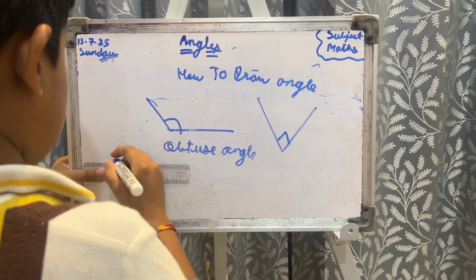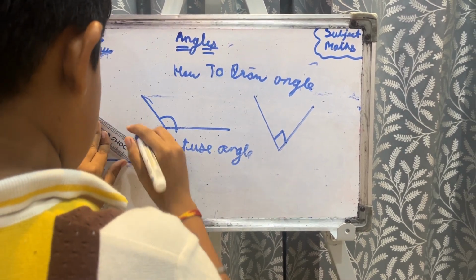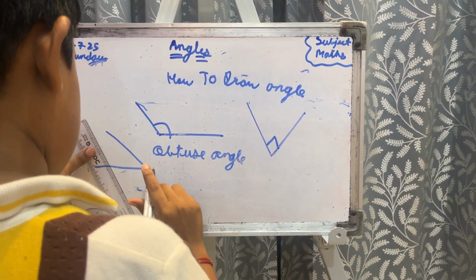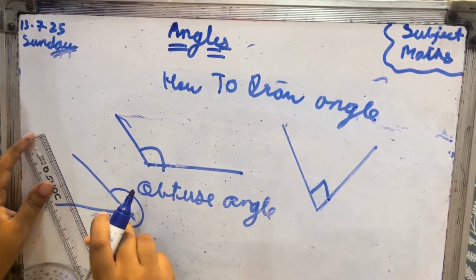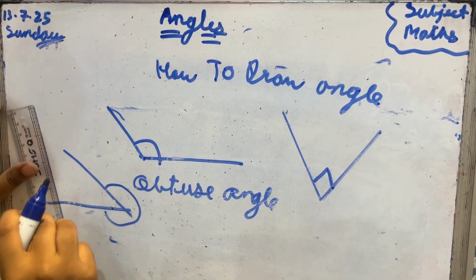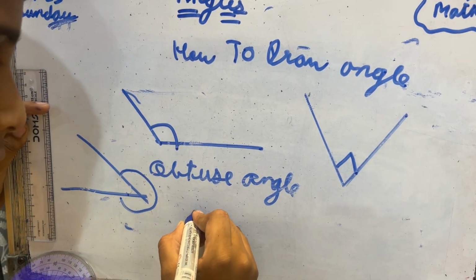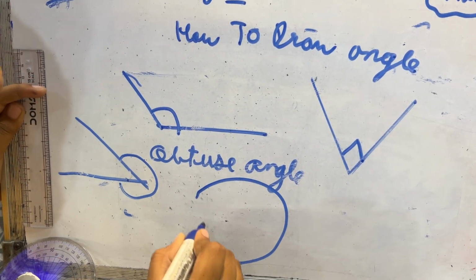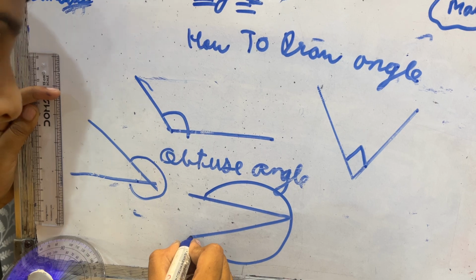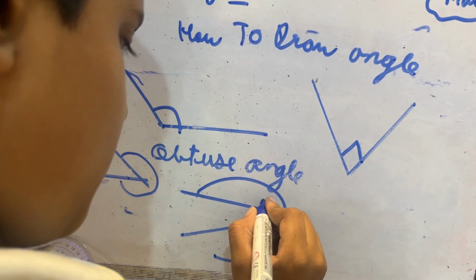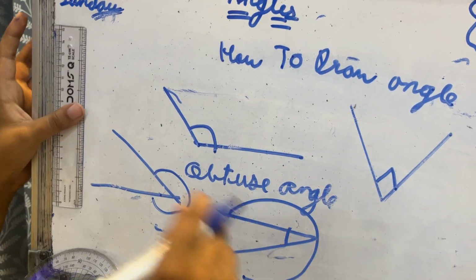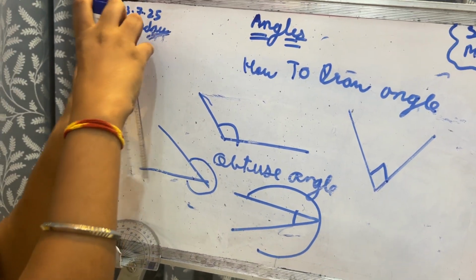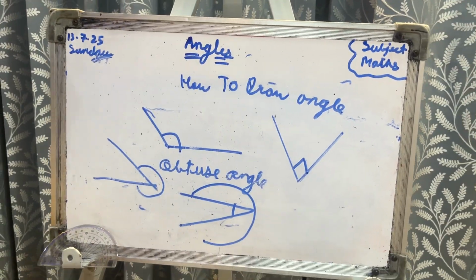If we want to draw an acute angle, for example, draw a reflex angle like this. But in a reflex angle, the angle comes between it, and in an acute angle, it comes between these both. Is this clear? So now I will tell you how to measure an angle.